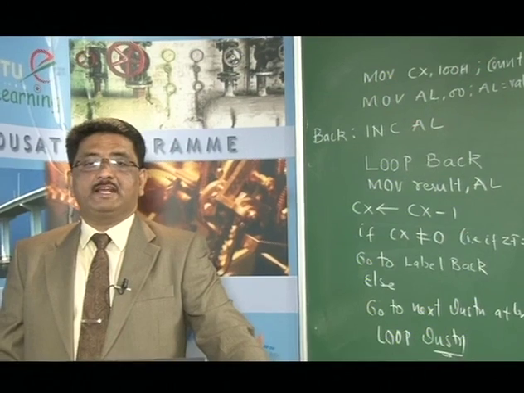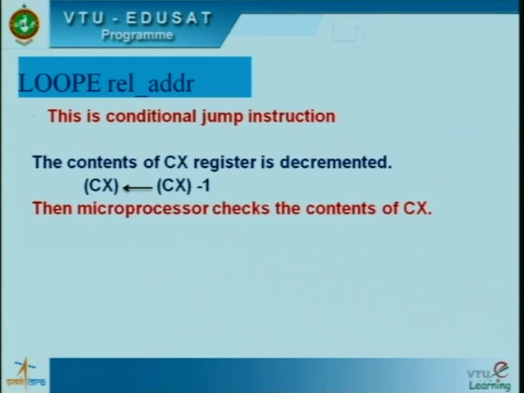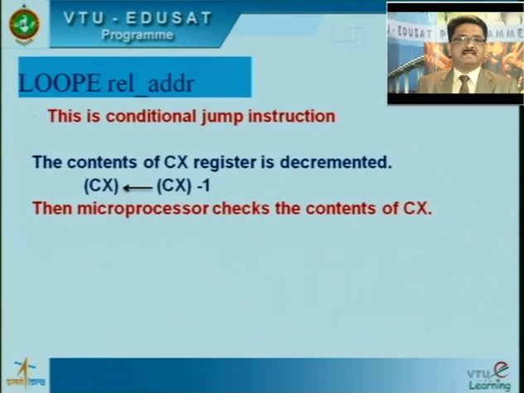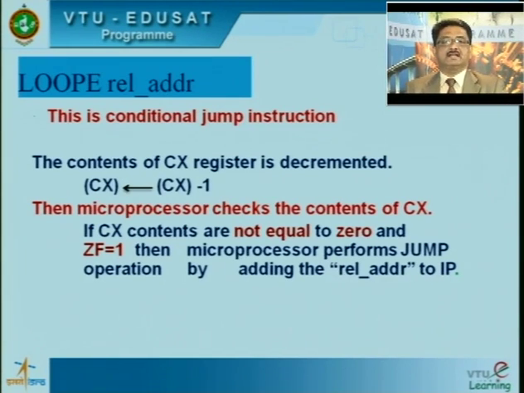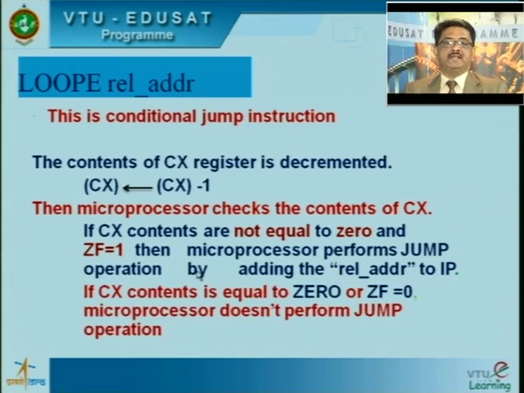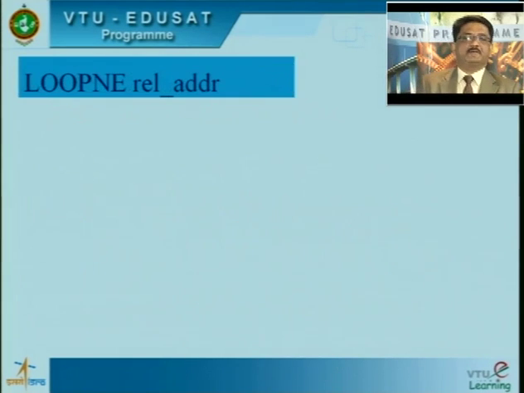Next, LOOPE relative address, loop if equal. It is a conditional jump instruction where we decrement CX by 1, and if the CX content is not equal to 0 and ZF is equal to 1, then the microprocessor performs the jump operation by adding the relative address to IP. If the CX content is equal to 0 or if ZF is equal to 0, the microprocessor does not perform the jump operation. So loop if equal is an extension of the loop instruction.